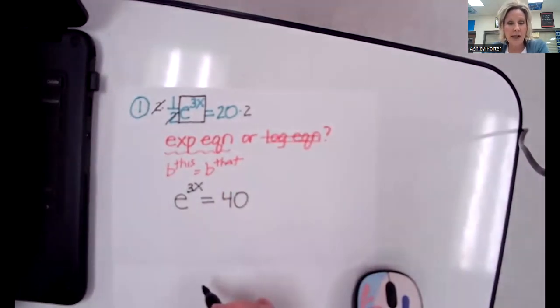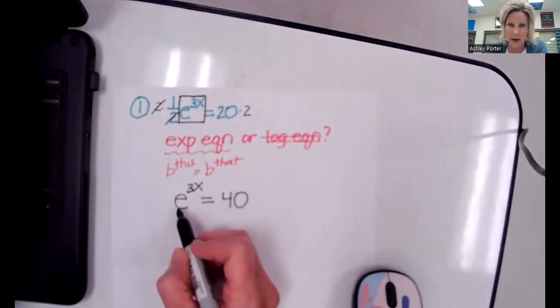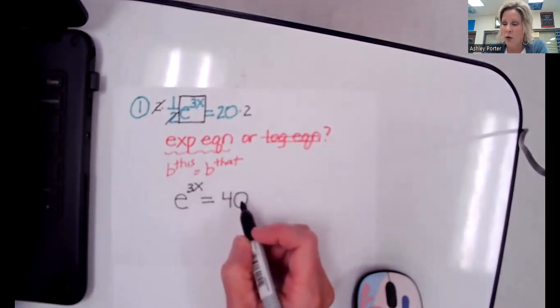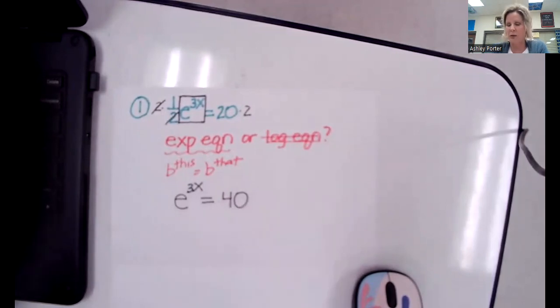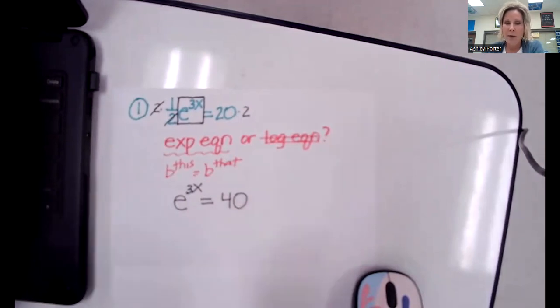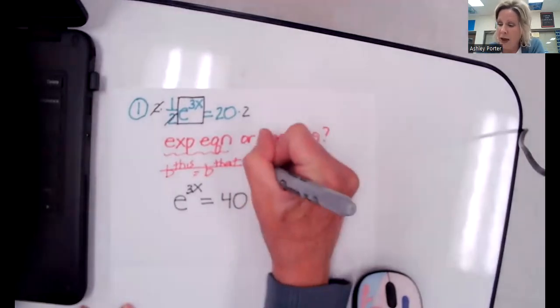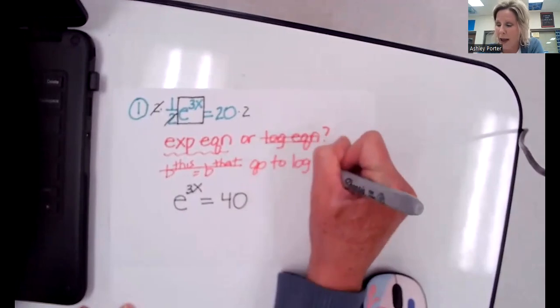So what I was just saying is e and 40 are not powers of the same small base. Nothing is going to be a power of e other than e. Like if you had e to the 3x equals e to the 5th, or e to the 3x equals square root of e, then you could do b to the this equals b to the that, but not when it's e and a normal number. So that means it's not a b to the this equals b to the that problem. So that means the other option is rewrite in log format.